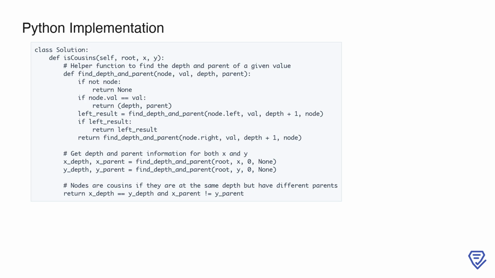Complexity analysis. The time complexity is O(n), where n is the number of nodes in the binary tree. This is because we may need to traverse the entire tree to find x and y. The space complexity is O(h), where h is the height of the tree. This accounts for the recursive call stack during the depth-first search. This solution is efficient and handles all edge cases, including when x or y does not exist in the tree, or when the tree is empty.